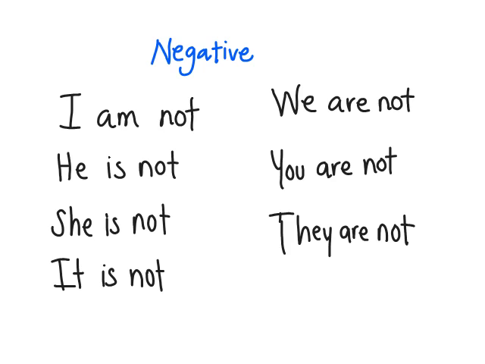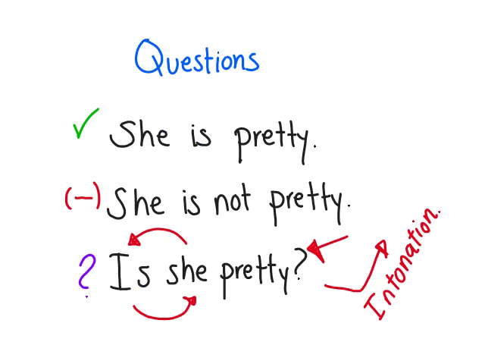Now we have the negative form, which is very simple. You only have to insert the word not. Okay, and we say I am not, he is not, she is not, it is not, we are not, you are not, or they are not. There is something called contractions, but you can ask your teacher to practice them with you.